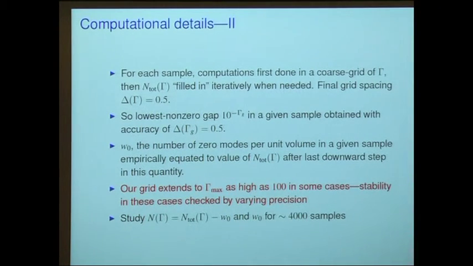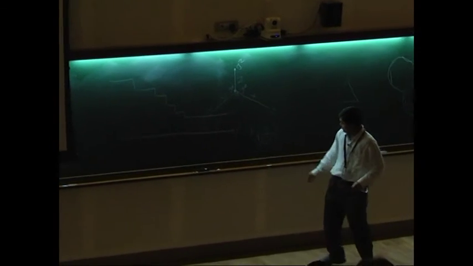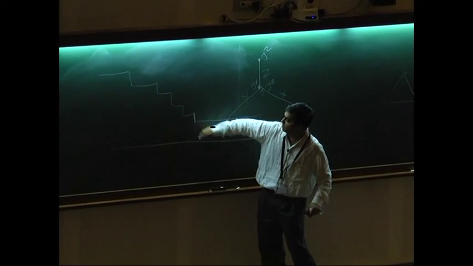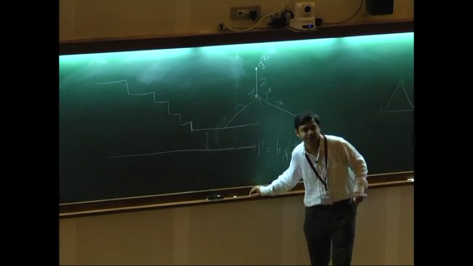Gamma is the log of, in the notation of the random hopping problem, T over epsilon. T is the hopping amplitude, which is constant, and epsilon is the energy. Log to the base 10. So the position of the last downward step is the lowest non-zero gap in the system, and this height is the number of zero modes.